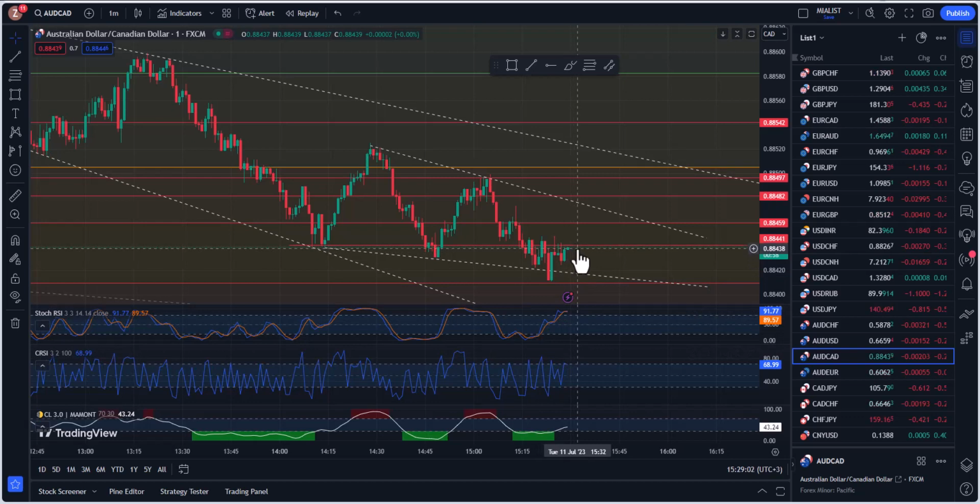So guys, I wouldn't say there is any divergence forming, so I don't see any entry zones at the moment, to tell the truth.